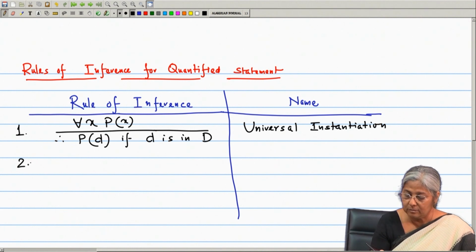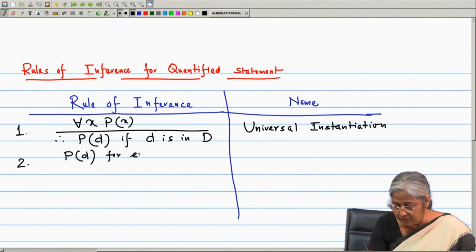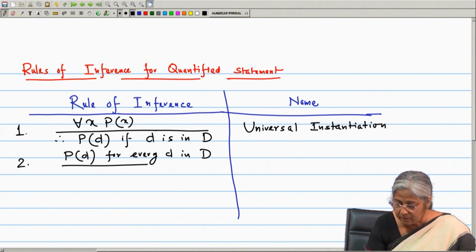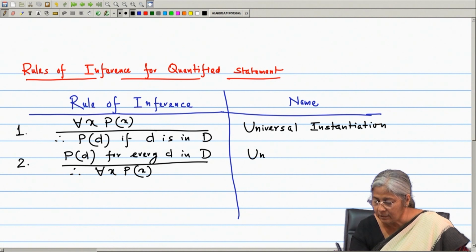The second one is the reverse. That means if P d holds for every d in D, then this means for all x P x. This is universal generalization.